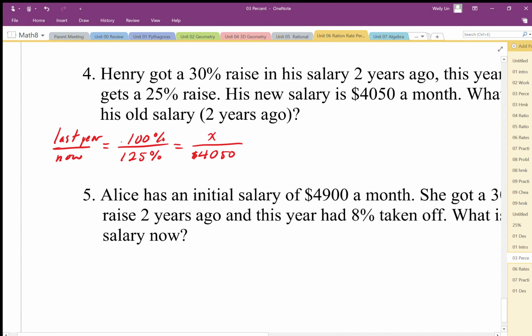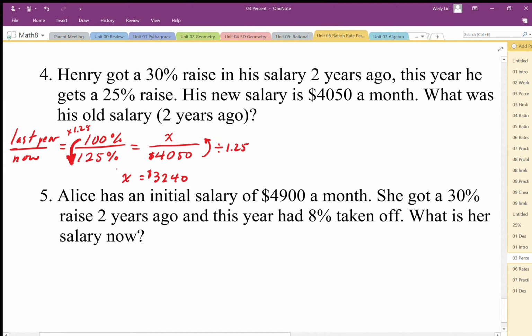So my multiplier going from top to bottom, I could divide 100 by 125 and get our 80%, but I'm just going to use the percentage that's given to me. But I have to make sure that I know the direction. In this case it is going down, so I want to go up. So I'm going to divide by 125%. So 4050 divided by 125%, or 1.25, that gives us last year's salary of 3240.